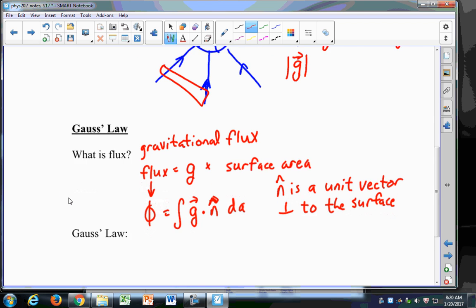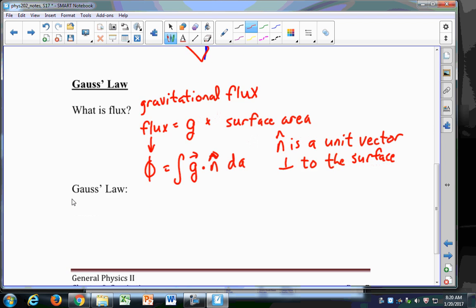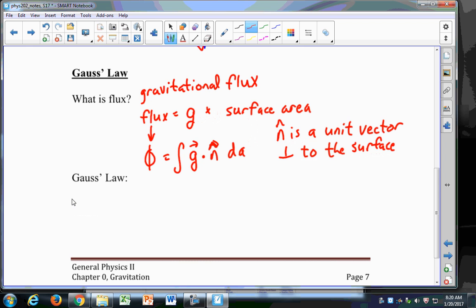All right, so we're going to put that on the back burner, and we'll come back to that, and I'll show you how it's applied for gravitational fields. But let me show you Gauss's law first. Gauss's law, this is on your equation sheet. It says that the flux is equal to negative 4 pi G, that's our gravitational constant, times the mass inside a surface.